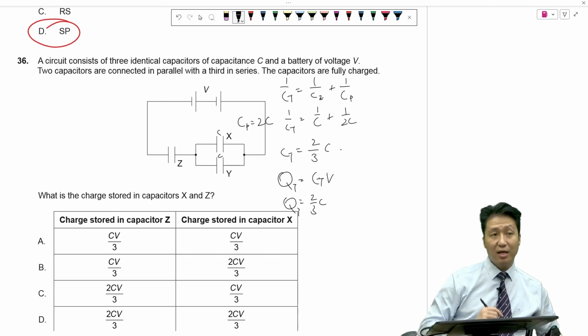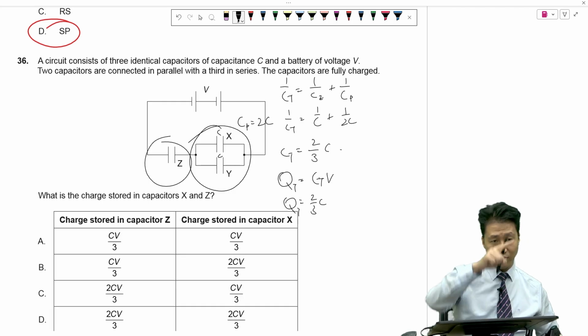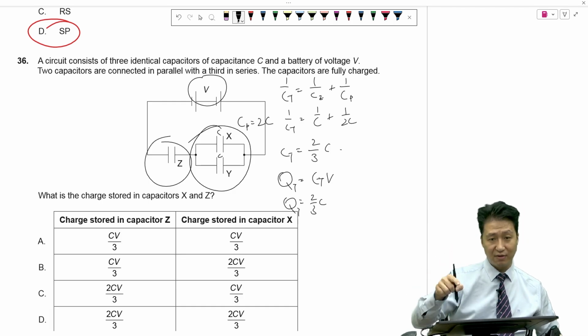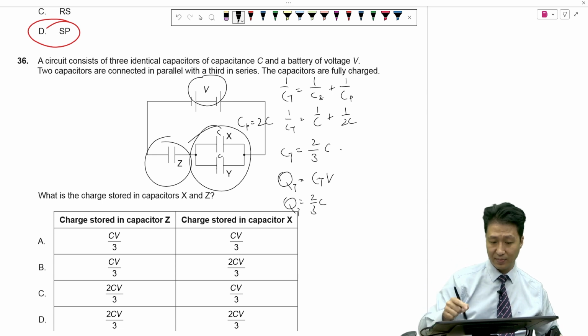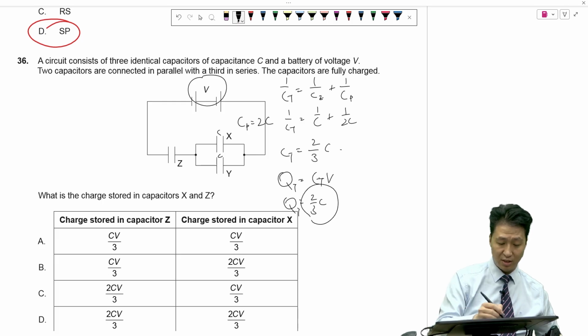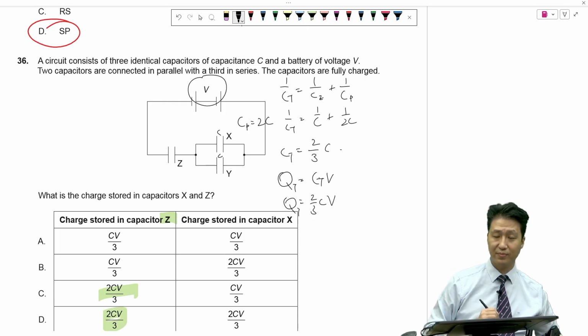And here you have to know that if they are in series, the voltage is different and they add up to the total. But if the voltage is different, the charges are the same. The charge of everything here is going to be the same, 2/3 C. So we have for Z, 2/3 CV. Forgot the V there. Okay.